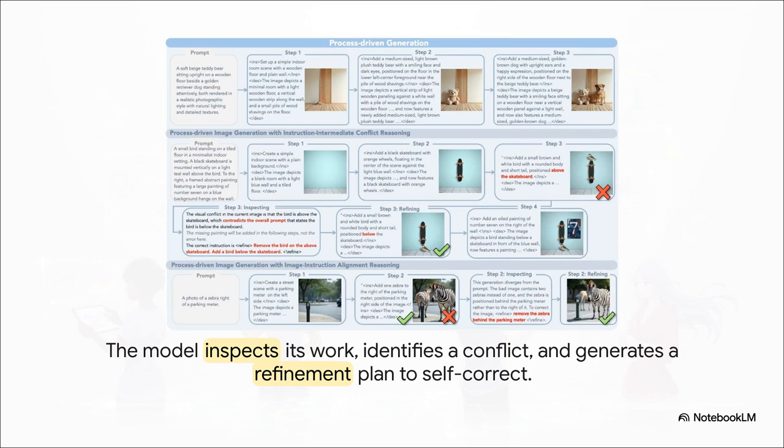Okay, so the prompt asks for a bird below a skateboard. In step 2, the model makes a mistake. It puts the bird above the skateboard. But then in the inspect stage, the model actually identifies the conflict. It sees that the visual contradicts the prompt, and it generates a very specific refinement instruction: remove the bird on the above skateboard, add a bird below the skateboard. And then it just executes that correction in step 3. I mean, that is self-correction happening in real time.